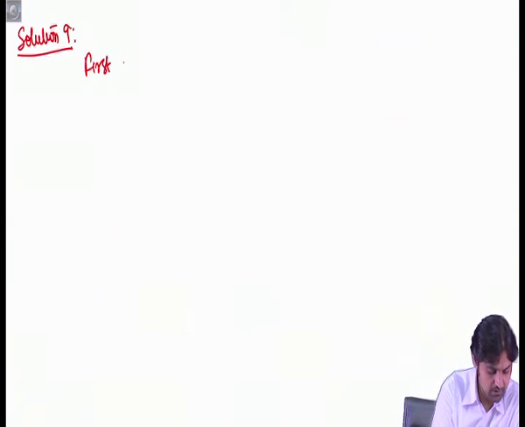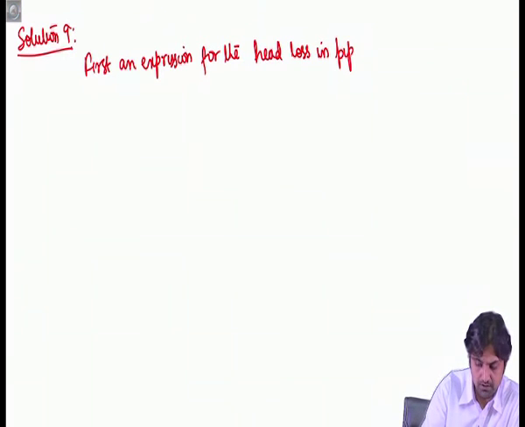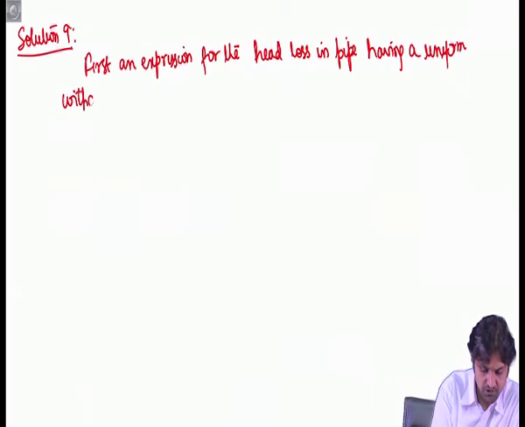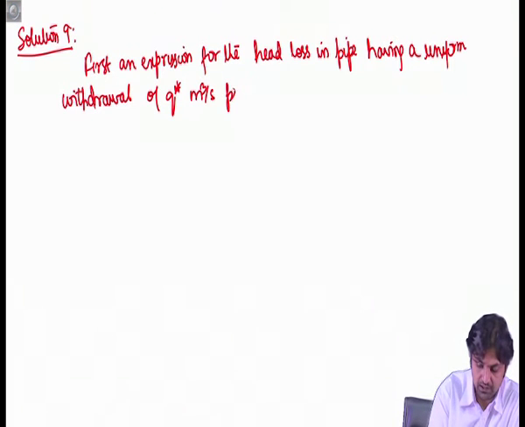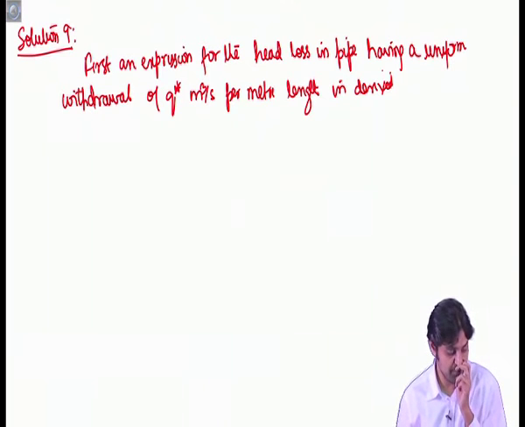So first, an expression for the head loss in pipe having a uniform withdrawal of Q star meter cube per second per meter length is derived, because it says the water is withdrawn by a series of pipes at a uniform rate.